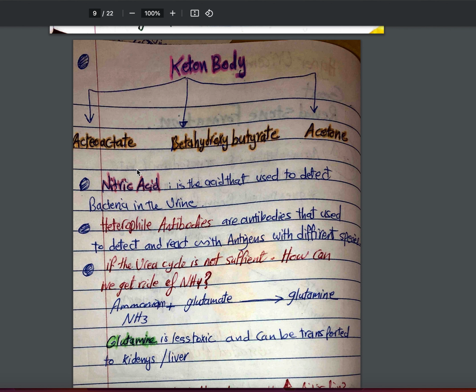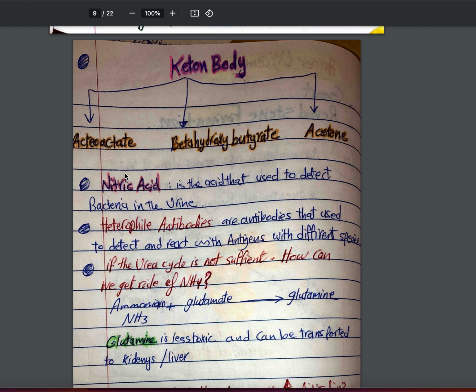Nitrate is the compound used to detect bacteria in the urine. So if nitrate is present in the urine, that means there is bacteria in our body. That's why when we use the urine sample, if nitrate is present in the urine sample, that indicates a bacterial infection.